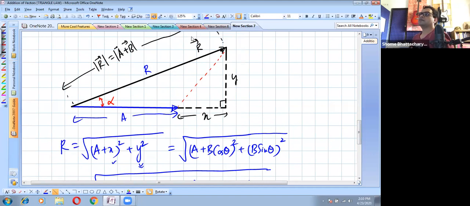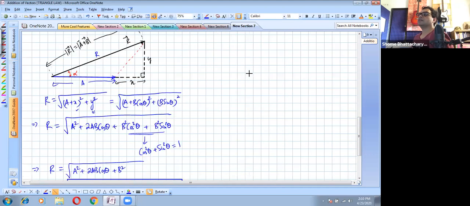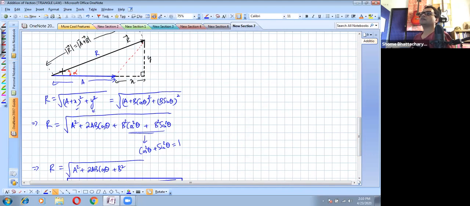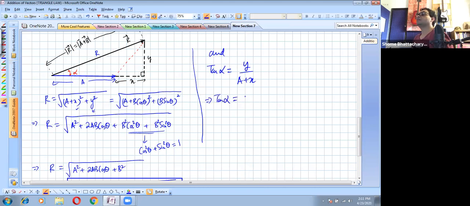Okay, so let's apply trigonometry again to this, and you can see that in this diagram, tan alpha is perpendicular upon base. So let's use that formula. So additionally, we also have tan alpha is perpendicular, which is y, upon base, which is a plus x. And we just saw earlier that x is replaced with b cos theta and y is replaced with b sin theta. So we have tan alpha is equal to b sin theta, which is y, upon a plus b cos theta. So this becomes our secondary formula.